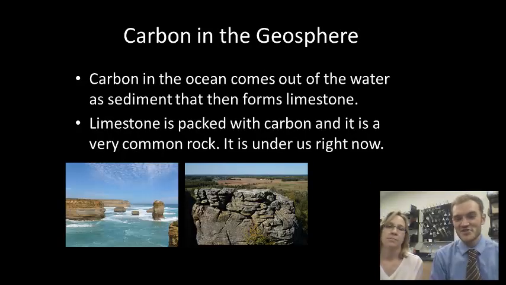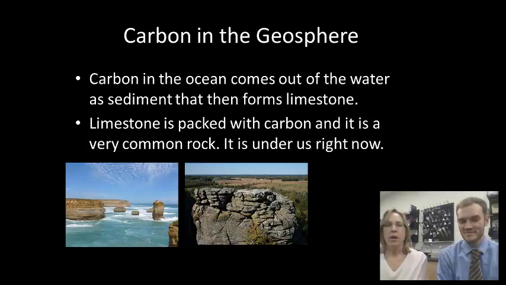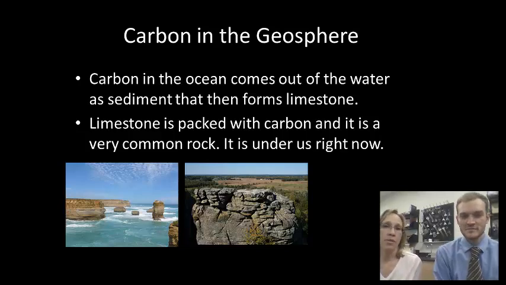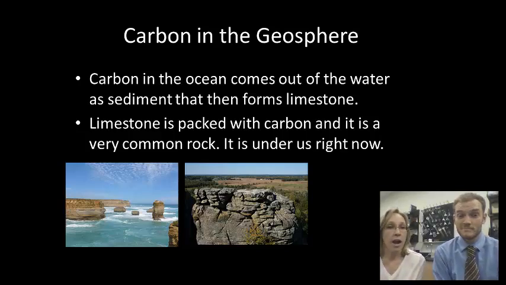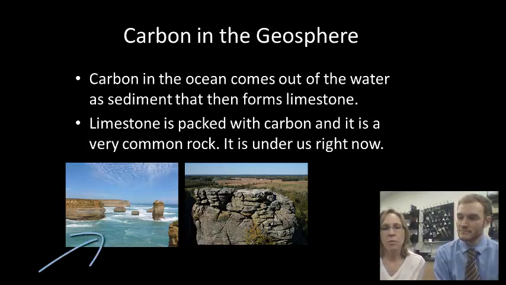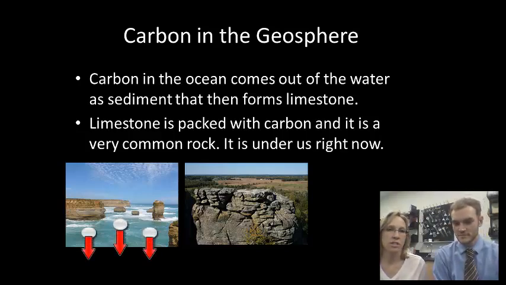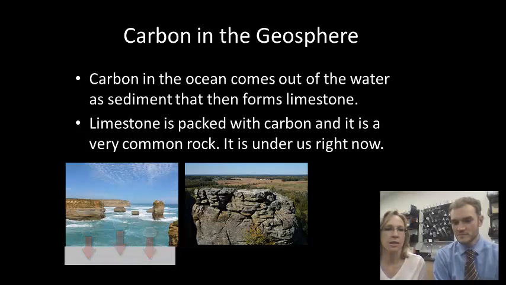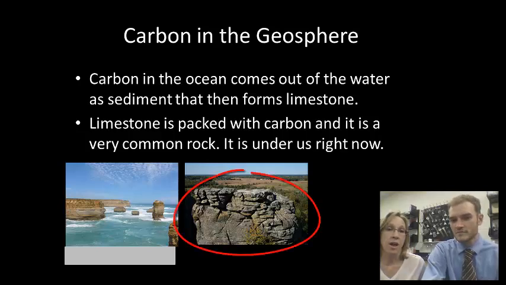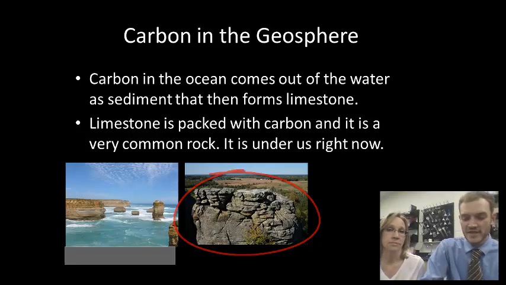And now carbon in the geosphere. So we think about carbon going from the hydrosphere into the geosphere. And how does that occur? Well, carbon in the ocean comes out of the water as sediment and then forms limestone. Sediment happens as particles actually settle to the bottom of the ocean and they get really compacted into this rock, limestone. Limestone has a bunch of carbon in it, and it is a very common rock. In fact, it is right under our feet right now. Oh, you can't see it, but it's down there.